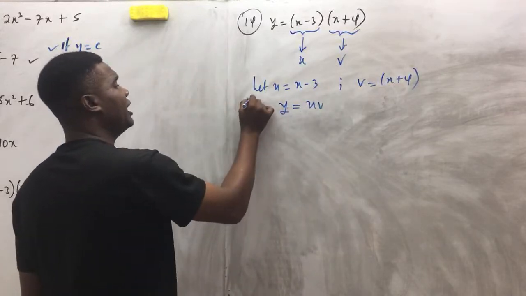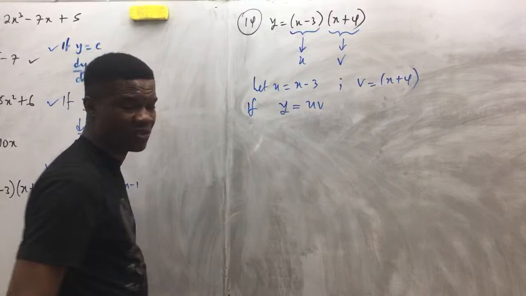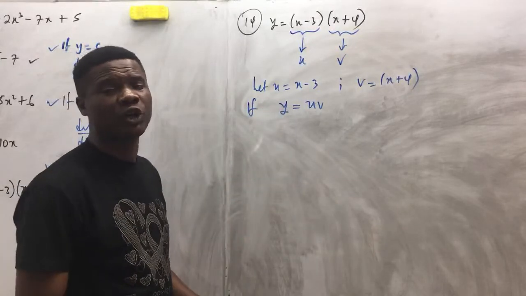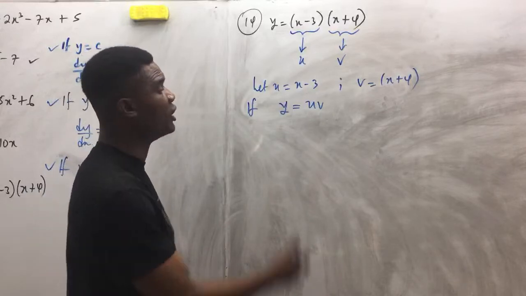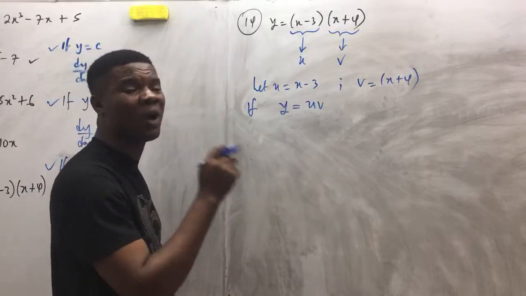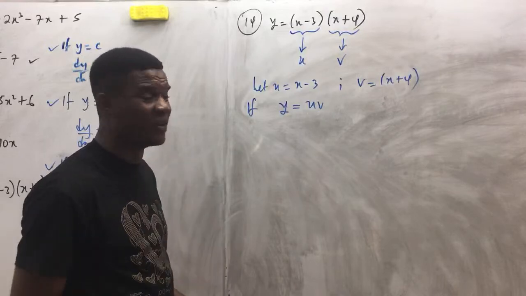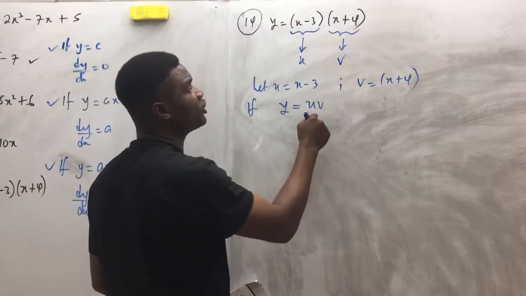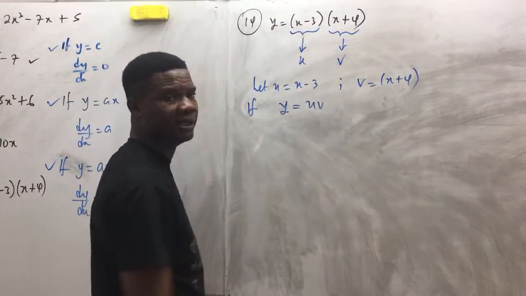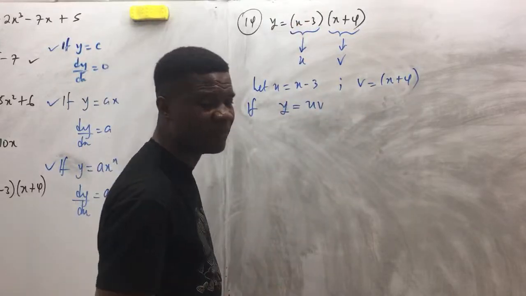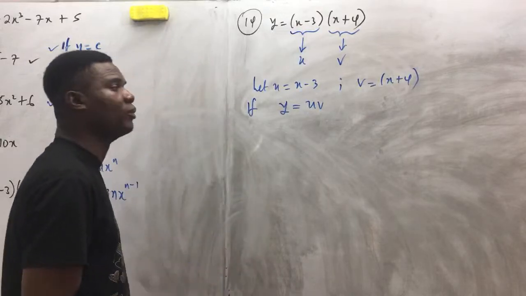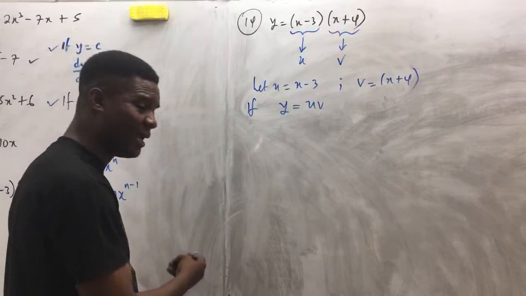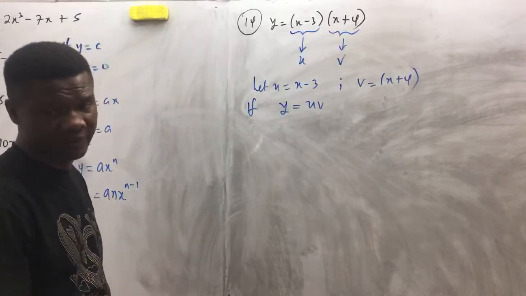And if y is equal to u times v, a product of two functions, if you can express a function y as a product of two independent functions, say u and v, with y, u and v all dependent on the same independent variable x. Take note, y depends on x through these functions and the functions depend on x directly. So x is the independent variable, y is the dependent variable, and u and v are independent variables relative to y, but dependent variables relative to x.